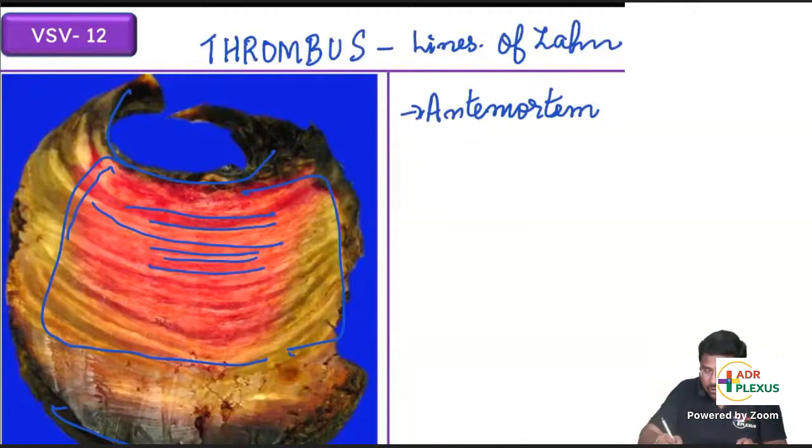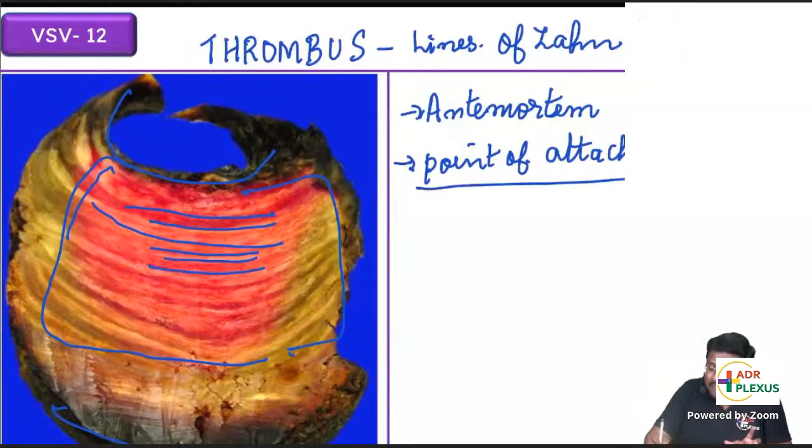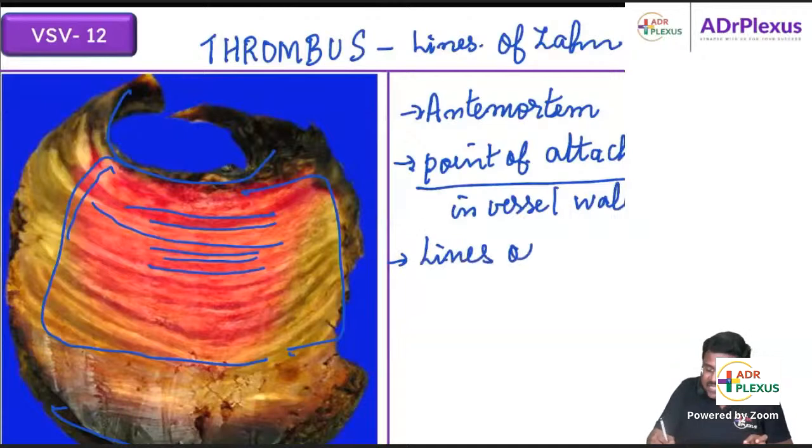Thrombus will always have a point of attachment to the blood vessel. But a blood clot, a postmortem clot, will not have a point of attachment. But thrombus will have a point of attachment in the vessel wall. And please remember, thrombus will have lines of Zahn.